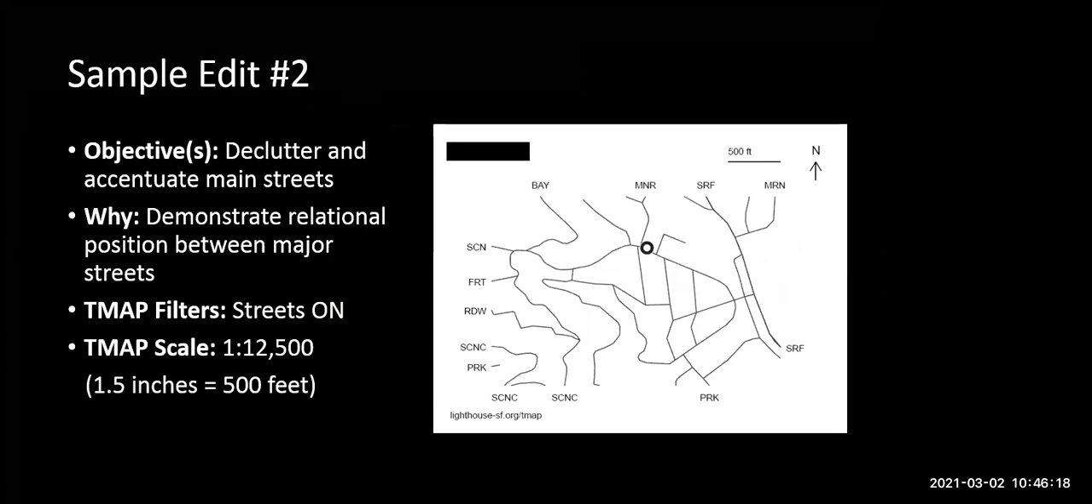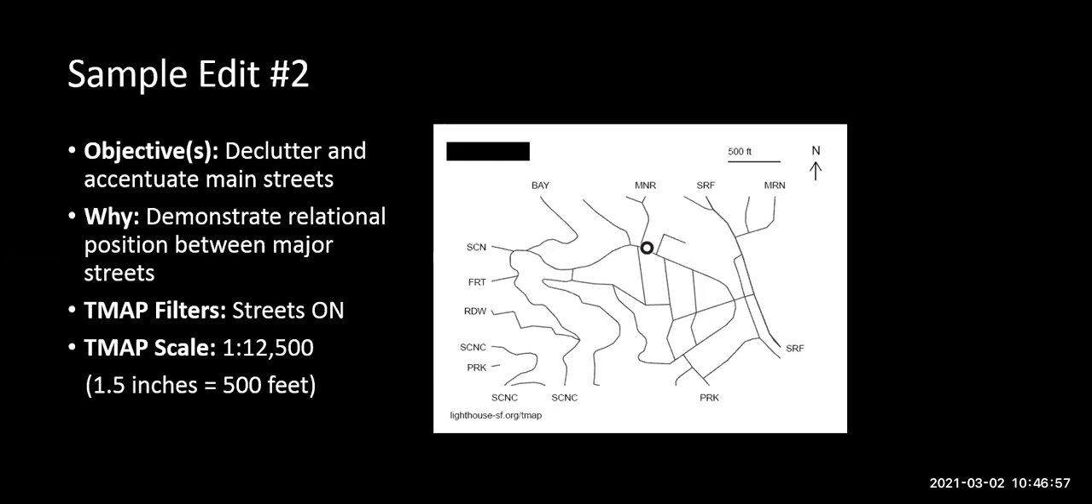And this is a map of a rural area. And as you can see, a variety of streets that are non-linear. Okay, a lot of curvy streets. This particular student lives in a rural area. And my objective here is to declutter and accentuate main streets for my student. Why? To demonstrate the relational position between major streets that this particular student really needed a strong handle on. And these were my particular filters that I had on.